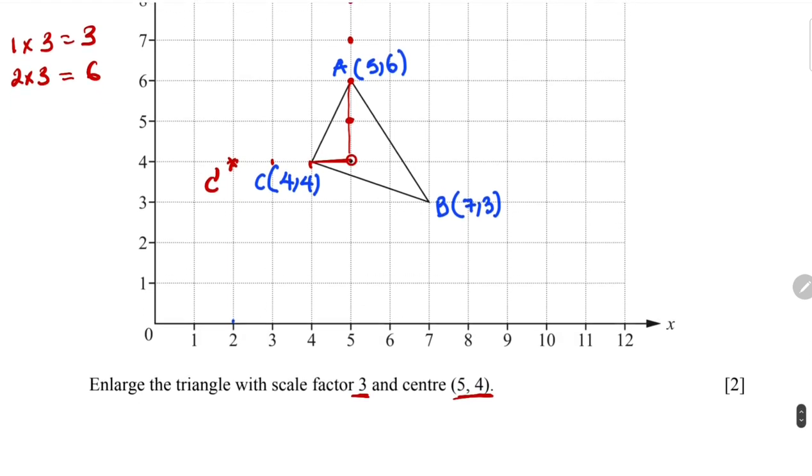Now the next is B. B is a bit challenging, but it's actually simple. We have 2 boxes this way, so it's going to be 2 times 3, which is still going to be 6. So look at what I'm going to do systematically. I will pick this one as 1, this one as 2, and this one as 3. So at this place, I'm going to have my B prime.